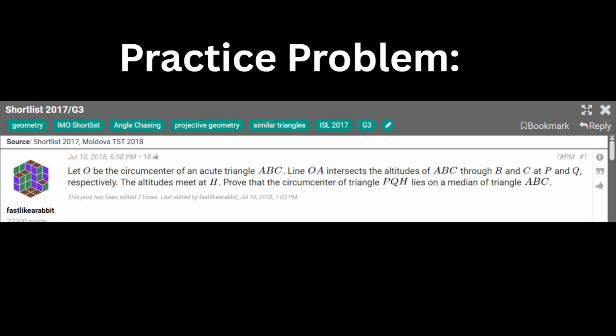Here's the practice problem. This problem is from IMO Shortlist 2017. You can solve this problem with Humpty point very easily. So I'll make a video about the solution to this problem next time.